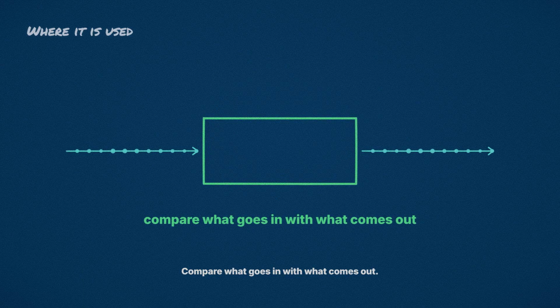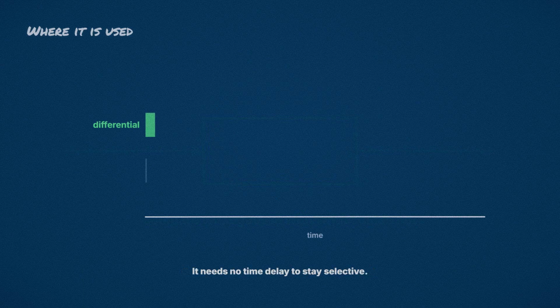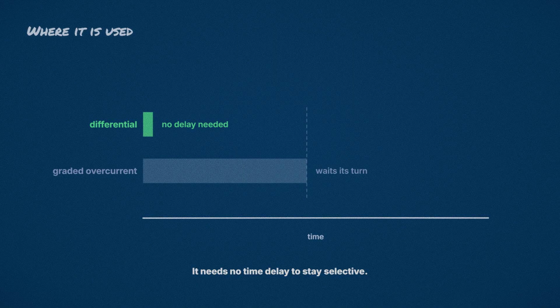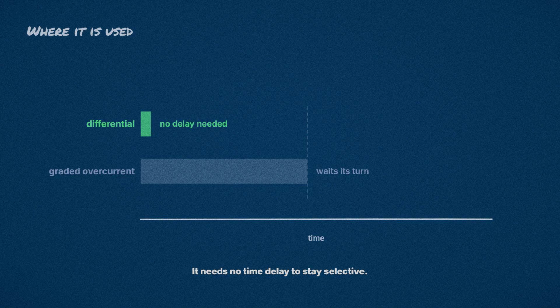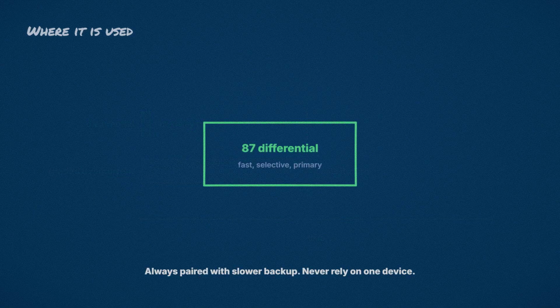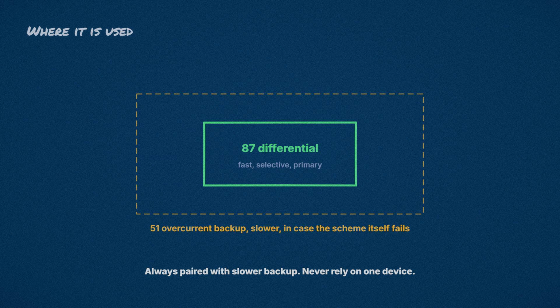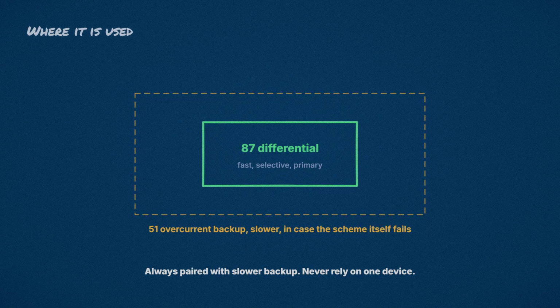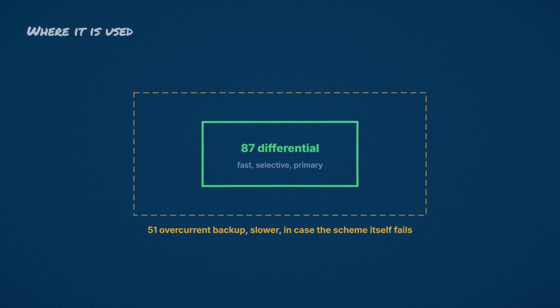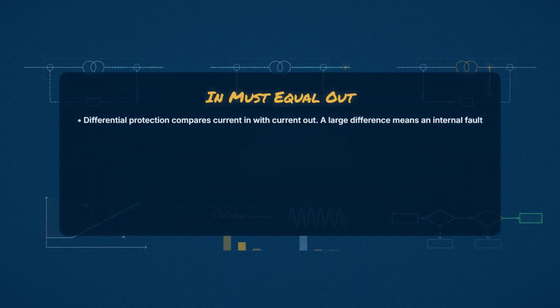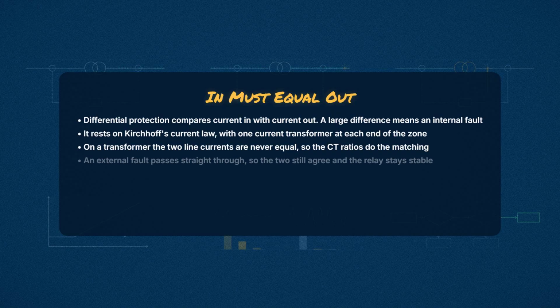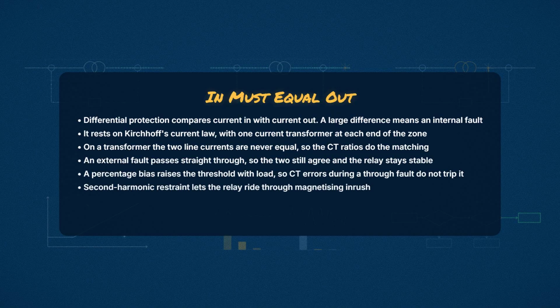Because it acts only for faults inside its own zone, it needs no time delay to stay selective. That is what makes it both fast and precise. It is always paired with slower backup protection, usually over current, in case the differential scheme itself fails. Protection engineers never rely on one device. So, current in equals current out. A real difference means the fault is inside, and the relay clears it in cycles. The bias rides through current transformer errors, and the second harmonic rides through inrush.